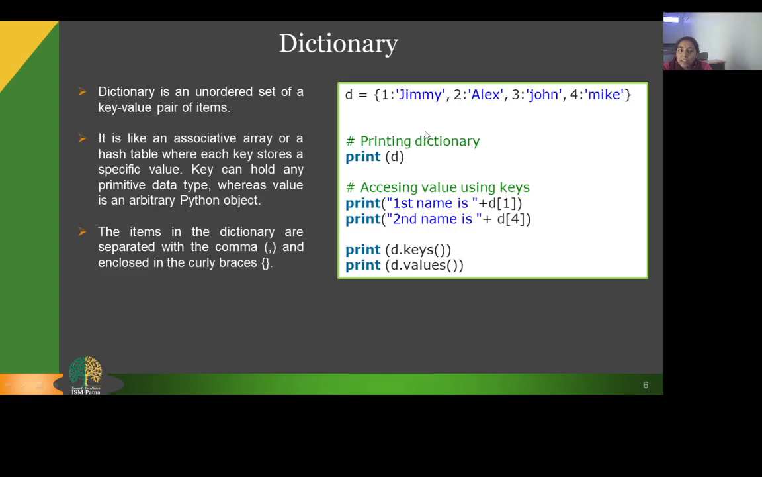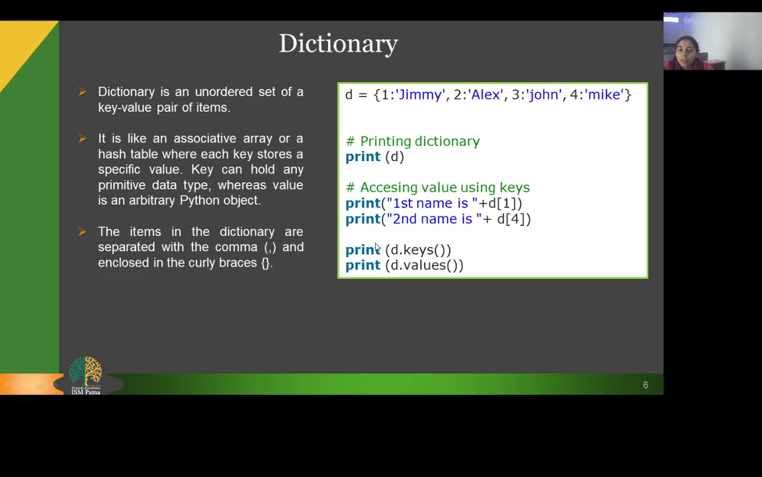The items in the dictionary are separated by commas and all the items are enclosed in curly braces. It is also termed an associative array or a hash table, where a key stores a specific value. In a dictionary, each key is unique. There is no duplicacy allowed by Python for the dictionary keys.